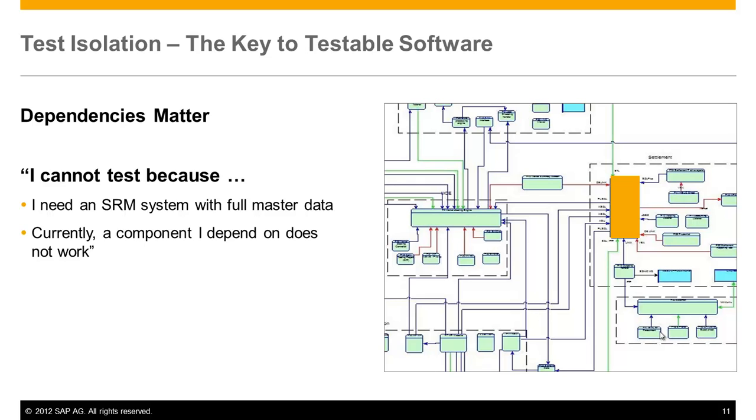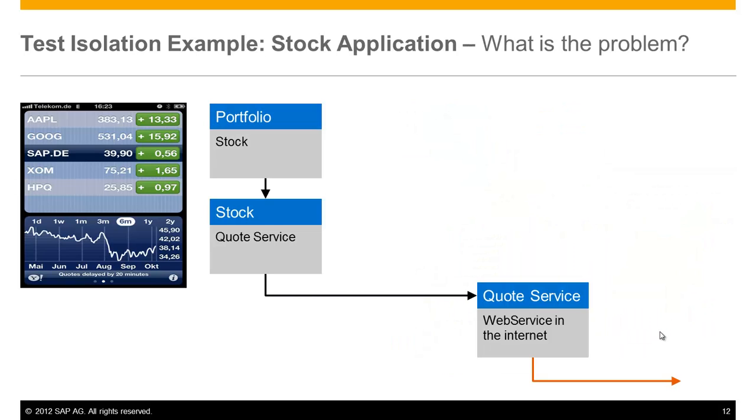What can be done about this? This is what test isolation is all about. And I want to show it by a small example. Let's say you have a stock application with a portfolio and a list of stock, and each stock of course has a current value, and you want to know how much money you currently have. So you have a quote service that goes out to the internet and gets the current values of the stock, and of course this whole thing, you want to test. Now, of course this is trivial because you're just adding numbers, but it will show the principle.